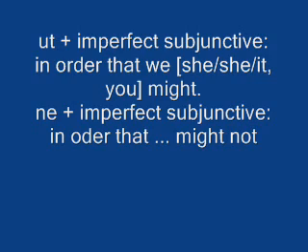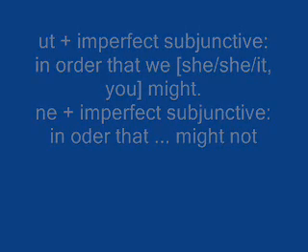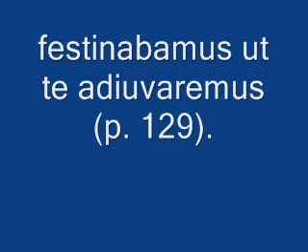However, before we translate it, our formulaic translation is going to vary slightly. Instead of translating as we did with the present subjunctive as in order that we may, or in order that he or they may, we're going to translate it as in order that we might. And of course, ne again would be in order that we might not. So let's try it.